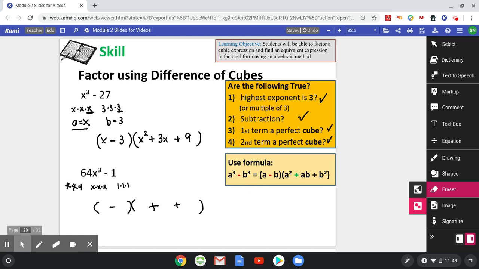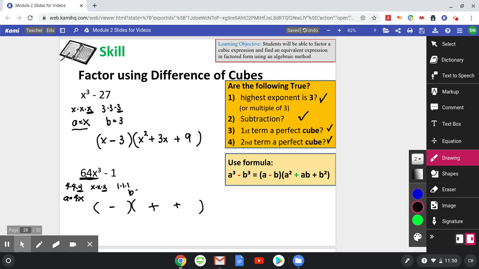Now we have to determine what we have. The first term was 64x cubed. We will be using letter A for that. So A is going to be a combination of the 4 and the x. So A is 4 times x. The reason for that is the first term is 64 times x cubed, so we have to get something from the 64 and something from the x cubed. The 4 comes from the 64, the x comes from the x cubed. And for the b, we'll be using the number 1.